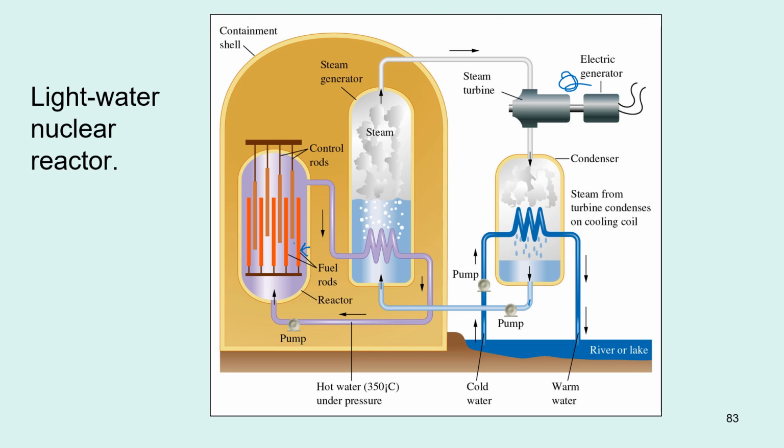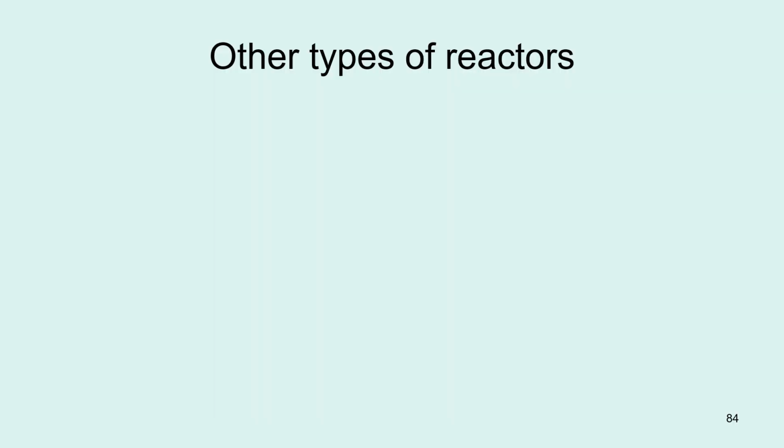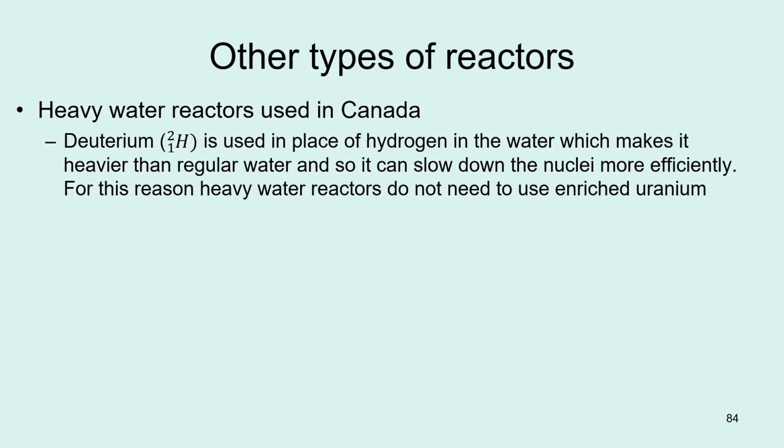And you can see here that this water from the river or lake is actually cool water that is then taking the steam from the steam turbine and condensing it, and then that water circles through. Anyway, kind of interesting. There are other types of reactors.